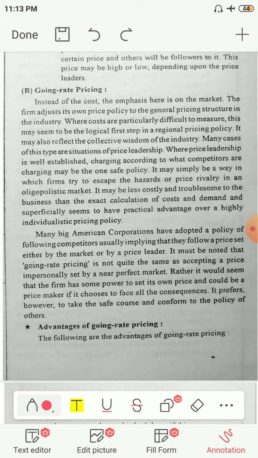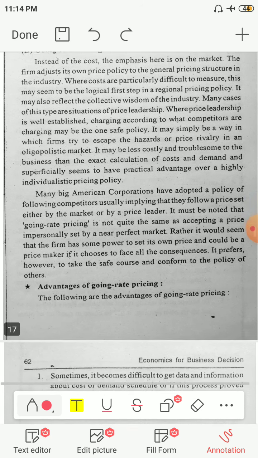Another advantage we can take is, if we are accepting the price which is decided by the market, then we are going with the flow which is accepted by the majority of the public, and it definitely has more benefit than the individualistic approach. Your individual price may be different, and it may happen that customers may not accept it because the major trend in a market is quite different as compared to your individualistic approach. So in that case also, this going rate pricing is beneficial.